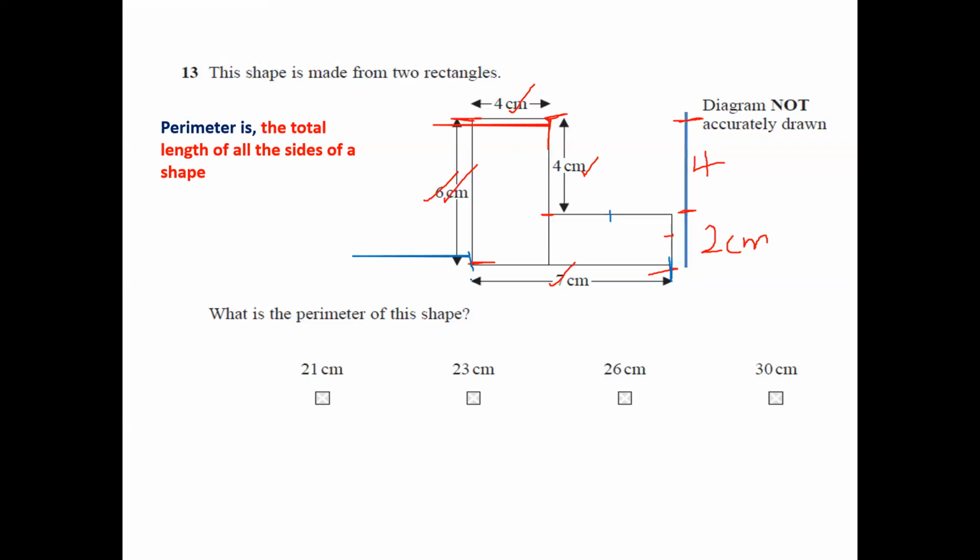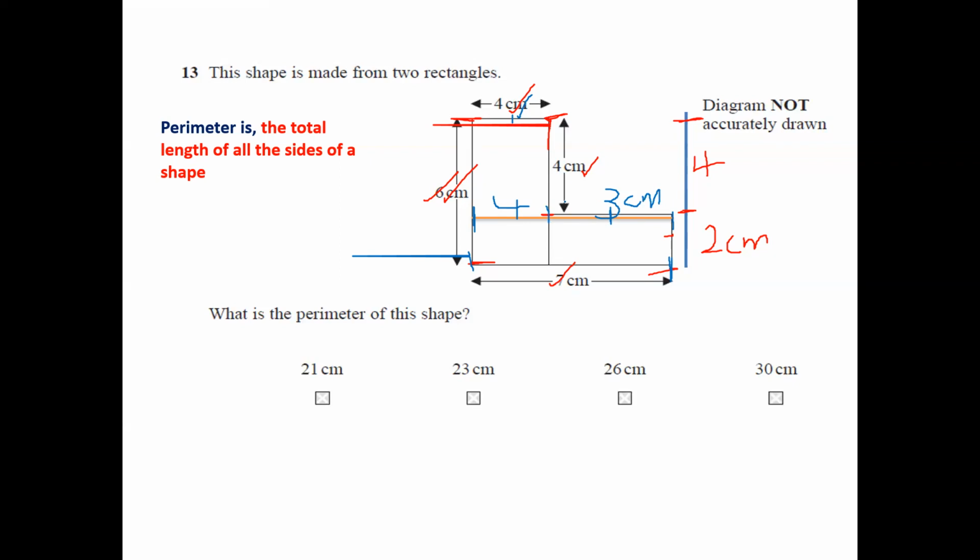So you can see this side is 7 centimeters. So therefore, from here to here also, it should be 7 centimeters. And you can see the length of this side, it is 4 centimeters. So therefore, from here to here also should be 4 centimeters. Then you can take the length of this side by subtracting 4 from 7. So 7 minus 4 is 3 centimeters. So the length of this side should be 3 centimeters.